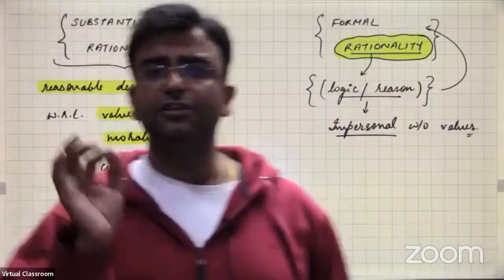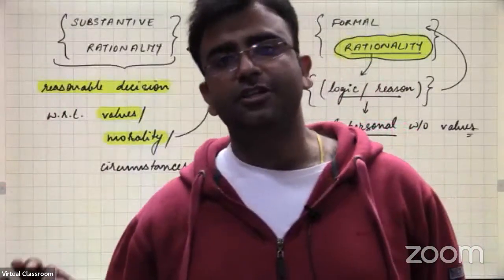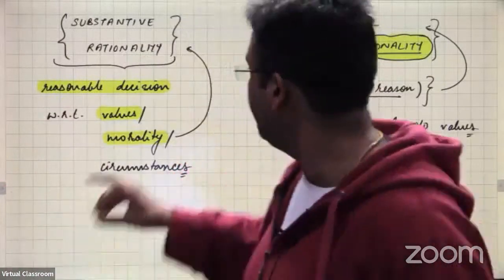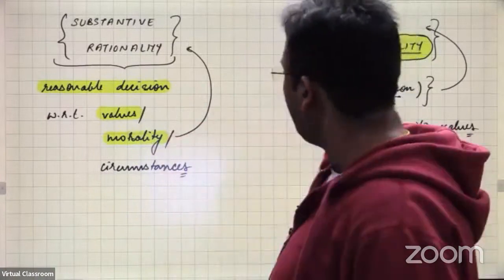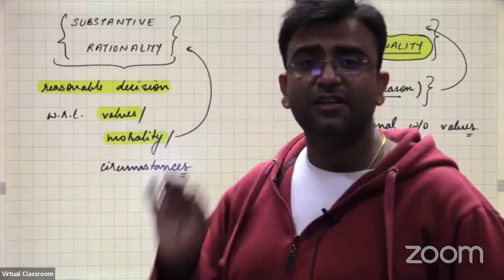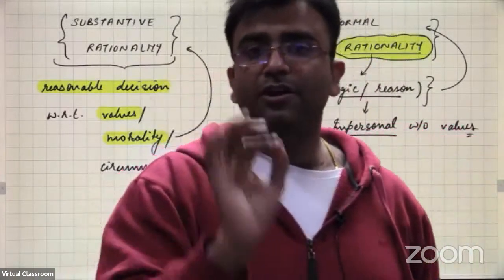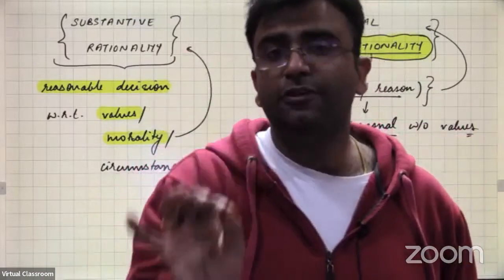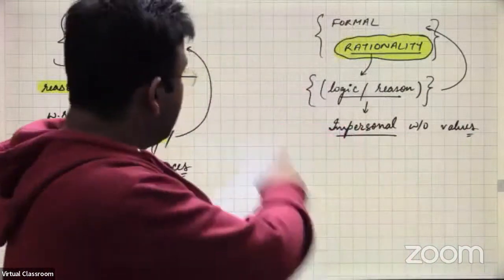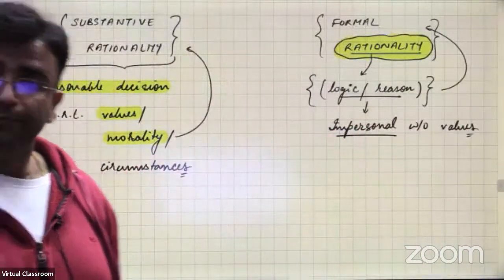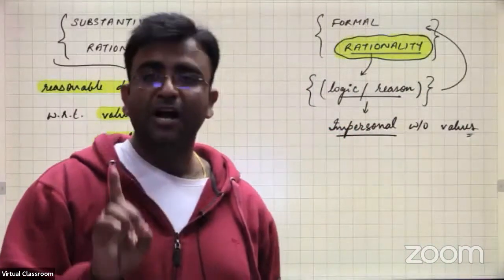So substantive rationality is circumstantial rationality, the most reasonable action pertaining to the values, morality, circumstances. And when you ignore values, morality, circumstances and go by written rules and regulations which have been crafted just using your logic and reason, irrespective of circumstances, that is known as formalistic rationality. Is it clear? I hope it is clear, right?